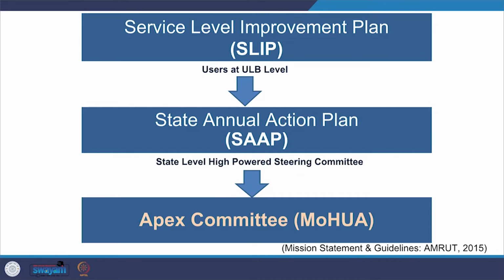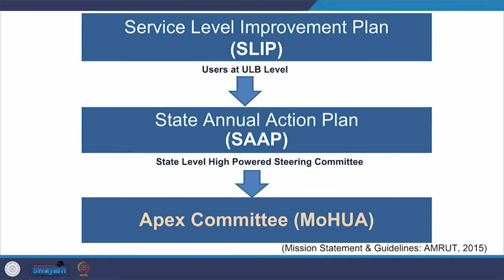Here we see this entire AMRUT mission, how it is helping us if we reconnect with the 74th Constitutional Amendment Act, where we try to create different levels of governance, and we see how we really give local governance into the hands of the local people. So, we see how these SLIPs are created by the users and then aggregated at the state level, and the Apex body is just approving it and giving part resources for the purpose.